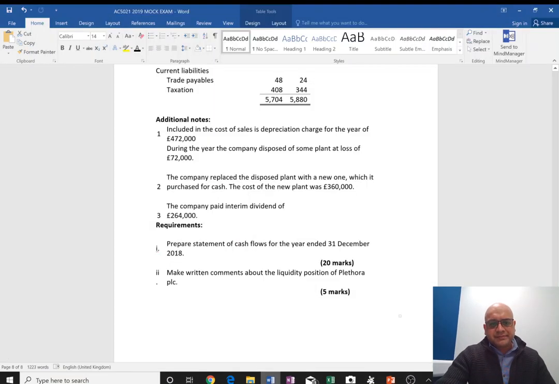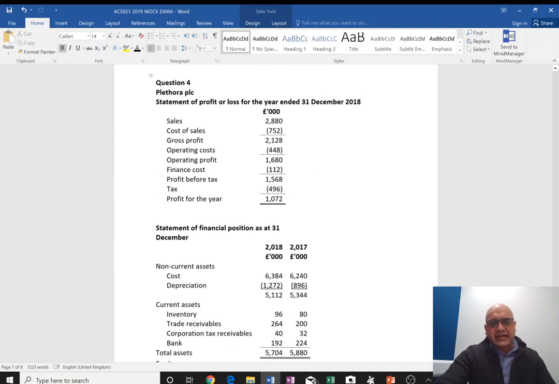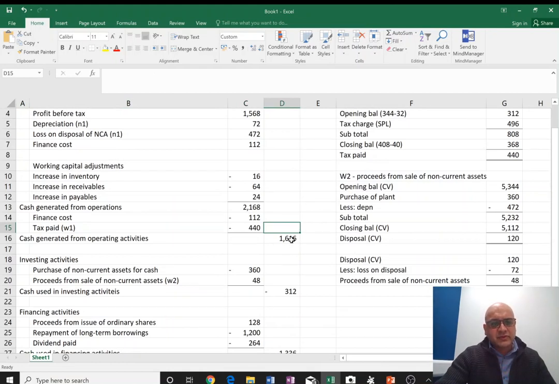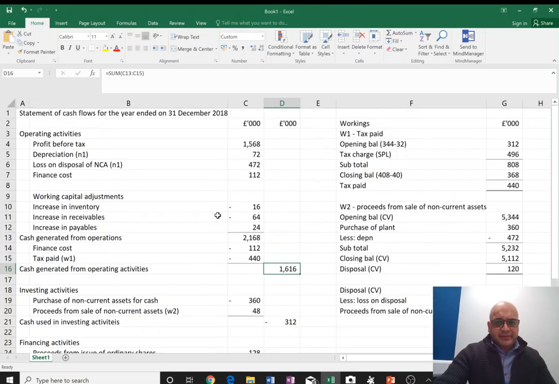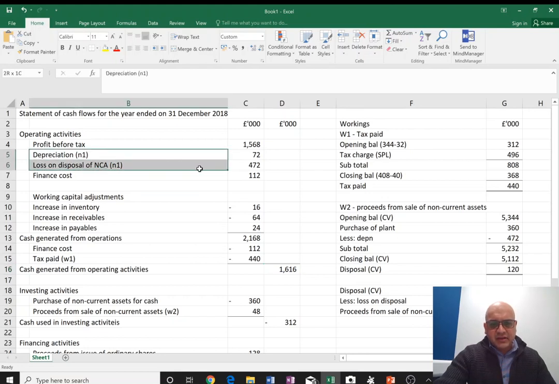Our statement of profit and loss had a healthy profit of 1,072. But when we prepared the statement of cash flow, that turned into an even higher positive cash profit of 1.6 million, or 1616. Why did that happen? Well, we can see that it's because of these few items listed over here.